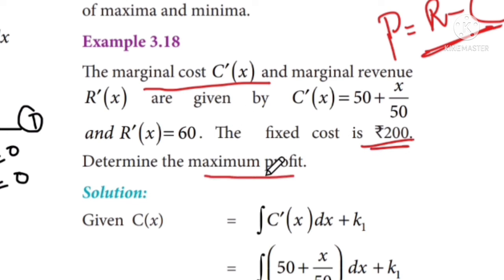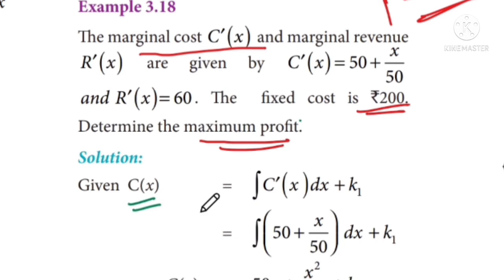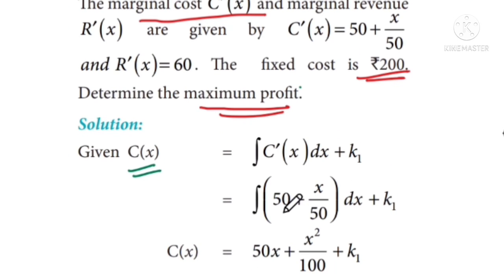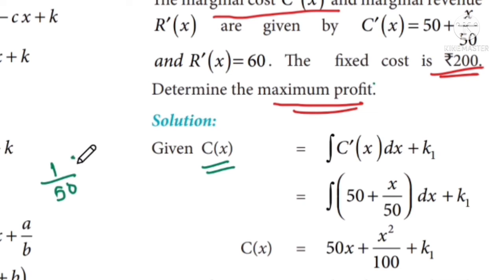Example 3.18, the marginal cost is given, the marginal revenue is given, the fixed cost is also given, find the maximum profit. So to find the profit, you need the revenue function and the cost function. The cost function you find first by integrating the marginal cost. The marginal cost is 50 plus x by 50. So 50 is a constant, its integration is 50x. X by 50, you integrate x, so it becomes x square by 2, and 2 into 50 is 100. So integration of x by 50 is x square by 100 plus k1.